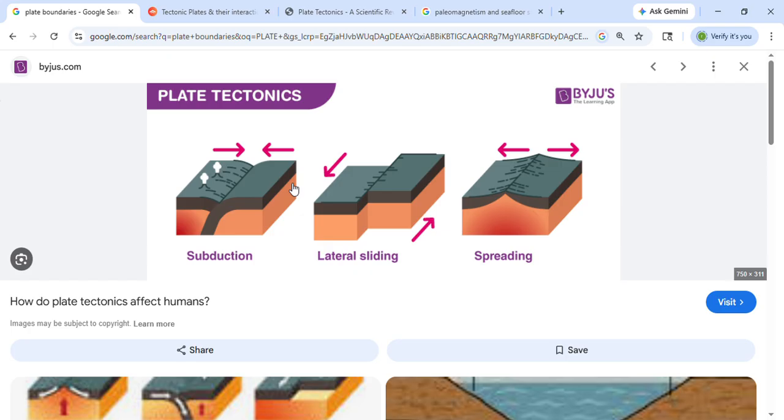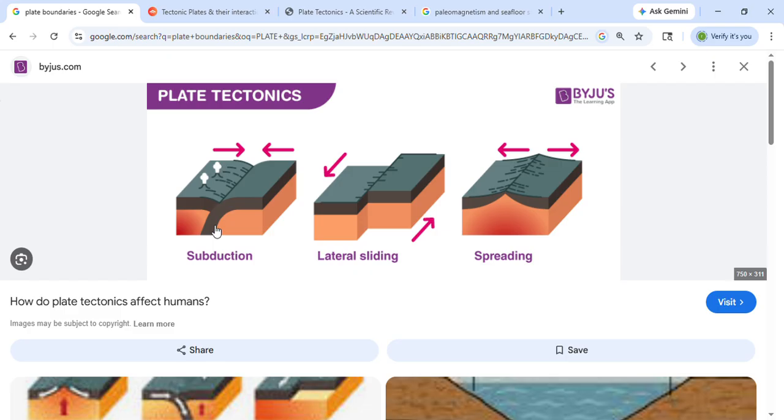So the next question, what is slab pull in the context of plate motion? Slab pull is a force where the cold, dense edge of a subducting plate sinks into the mantle and pulls the rest of the plate behind it, like a heavy wet towel falling off a rack. The weight of the hanging part pulls the rest down.